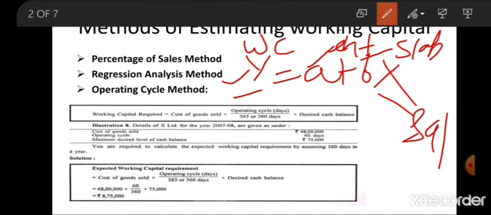your sales, right? So with the help of regression analysis, you predict the value of the dependent variable, that is working capital requirement, from the value of the independent variable, that is X, which is known, right? You find out the unknown value of the dependent variable, that is working capital requirement, from the known value of the independent variable, that is your sales. This is done on the basis of regression analysis, right?